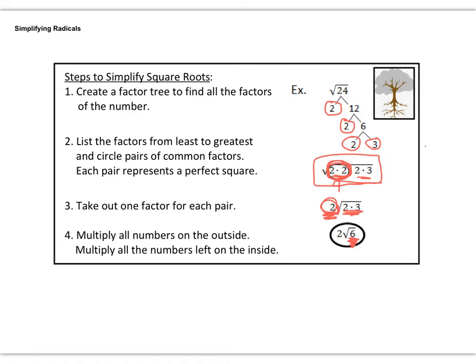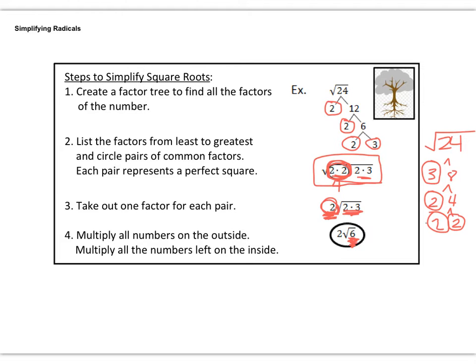Now, the question always comes up, well, instead of going 2 and 12, what if I had done 3 and 8? What happens then? Well, 3 is prime. 8 I can break down to 2 and 4. 2 is prime. 4 I can break down, that's 2 and 2.